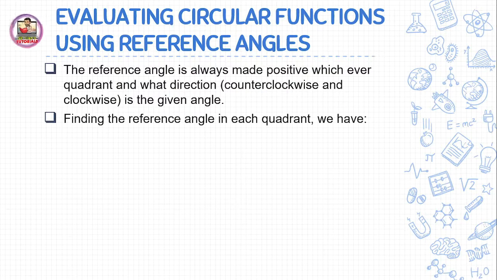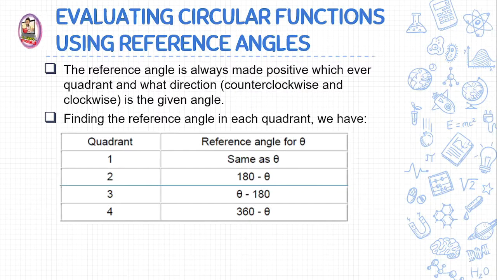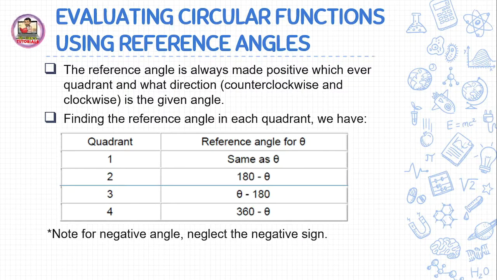Finding the reference angle in each quadrant, we have quadrant 1, same as the angle. If the angle is in quadrant 2, then 180 minus theta. If in quadrant 3, then theta minus 180. If in quadrant 4, we have 360 minus theta. We have a note here for negative angles: neglect the negative sign. So if the angle is negative, do not include the negative in measuring the reference angle.